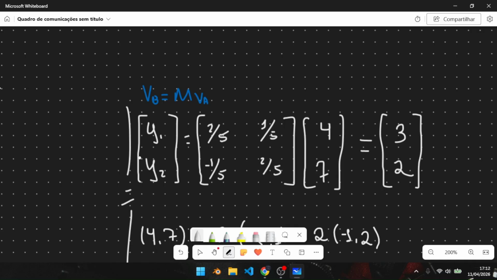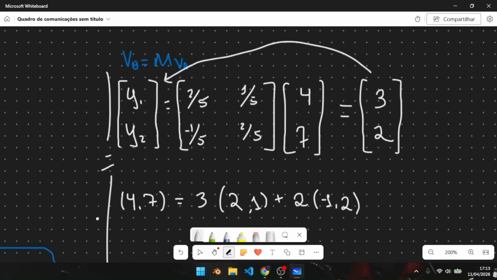So here we're gonna have row times column, row times column. So it's gonna be 2 times 4 over 5 plus 7 over 5. That's gonna be 15 over 5, which is 3. And here you have 4 times minus 1 over 5. That's gonna give minus 4 over 5 plus 7 times 2 over 5. That's gonna give you 14 over 5. So it's gonna be 10 over 5, which is 2. So this is vector B. This is vector A, but on the B base, something like that.